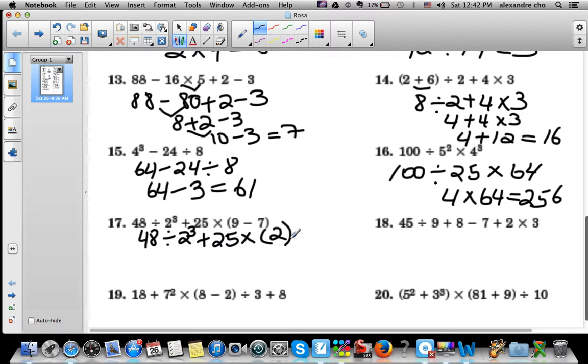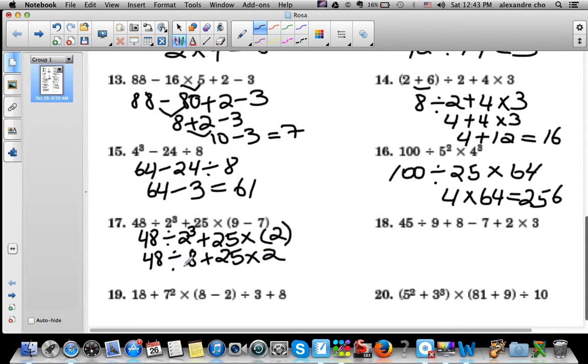Okay? So we took care of our parentheses, and after parentheses comes exponents, so let's copy 48 because we're not doing anything. 48 divided by 2 to the third power, which is 2 times 2 times 2, which is 8. And let's copy everything else because we're not doing anything with them yet. Okay, so we did parentheses, we took care of the exponents, and now we either do division or multiplication.